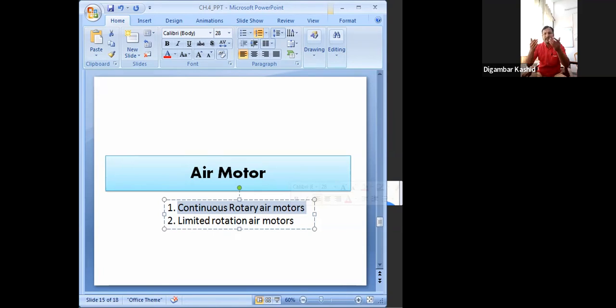Now further, this continuous rotary air motor is again classified into three subtypes. Which are those three types? One is the gear motor, second is the vane motor, and third is the piston motor. The continuous rotary air motor is again classified into three types: first the gear motor, second the vane motor, and third the piston motor.